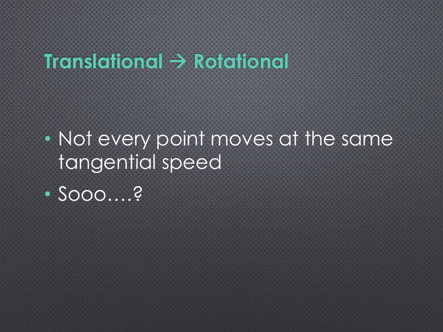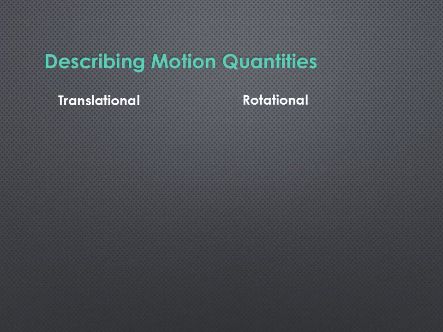So we have to use angles. Instead of describing things in terms of x and y, we're going to use angles. We're going to compare some translational and rotational motion quantities side by side. In translational motion, we describe position in terms of x and y. In terms of our equations, we just used x, because physics works in any coordinate system, but we just used x to make it easy.